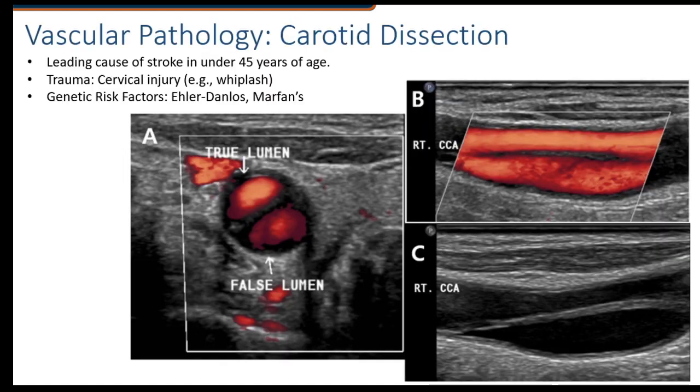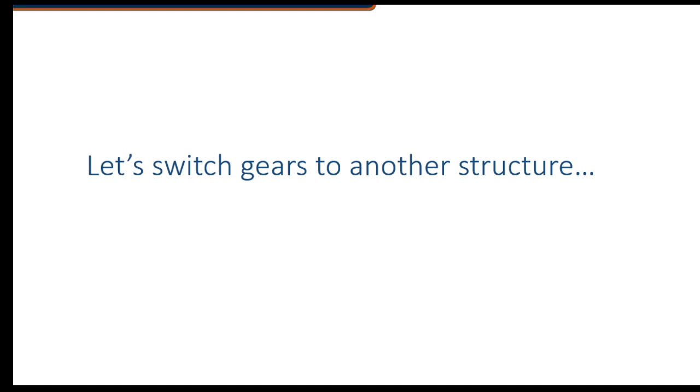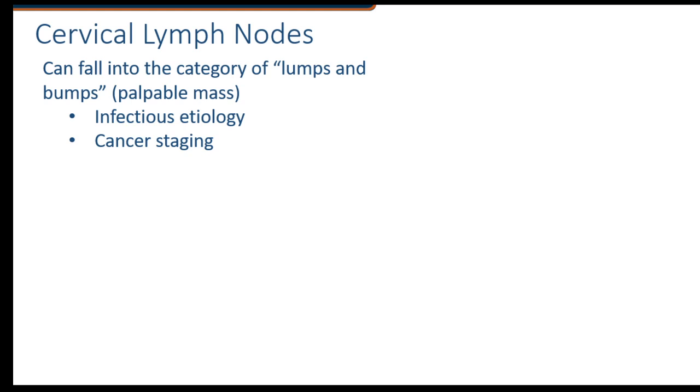So that's it for the pathology of the vasculature. I want us to switch gears and take a look at another structure. And this is going to be cervical lymph nodes. And you've had a lecture on these cervical lymph nodes. We're going to be concentrating on the deep lymph nodes because we are going to be visualizing the IJV, and there are chains of lymph nodes that run along the IJV.